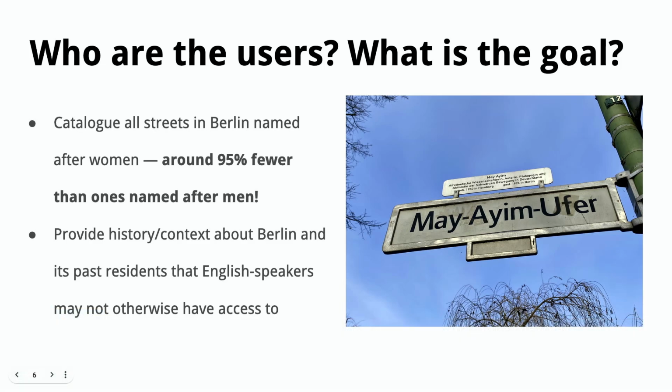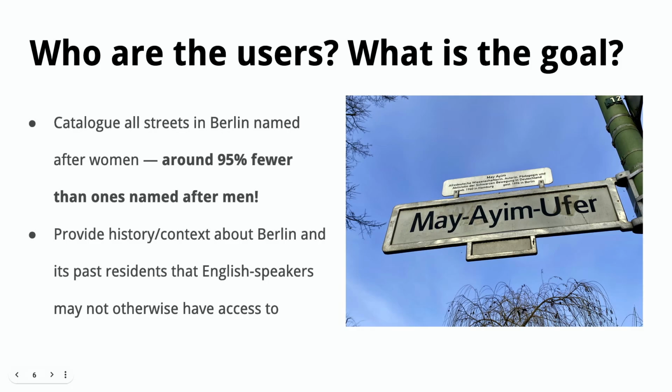It's said that something like 12,000 streets in Berlin are named after men, compared to up to 600 that are named after women. And, you know, obviously this doesn't mean that women's contributions are less worthy of recognition, it just means they've been recognized less.